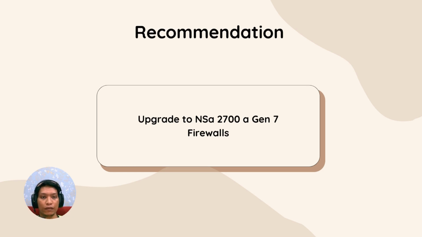So our recommendation for this entry point is to upgrade to the NSA 2700, which is a Gen 7 firewall. This firewall is the latest generation of network security appliance designed to provide advanced threat protection and secure connectivity for modern networks. Also, maintain the latest firmware updates and follow recommended security best practices provided by SonicWall to ensure the highest level of protection against ARP spoofing and other security vulnerabilities.